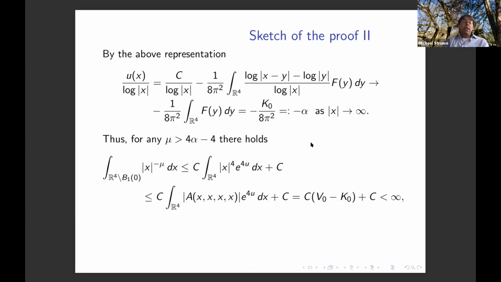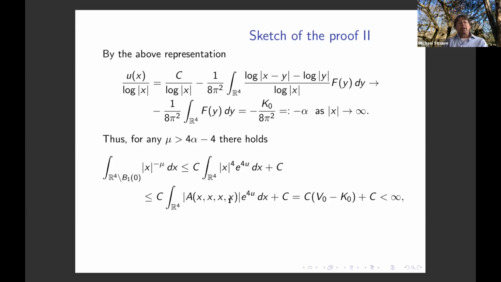So therefore, e to the u behaves like x to the minus alpha. And then for any number mu larger than 4 alpha minus 4, we can bound the power x to the minus mu by x to the 4 times e to the 4u, for the 4 alpha. And this integral then can be bounded by a constant times the integral of x to the 4 times e to the 4u dx plus a constant. But x to the 4 is bounded by our multilinear expression a of 4 times x.